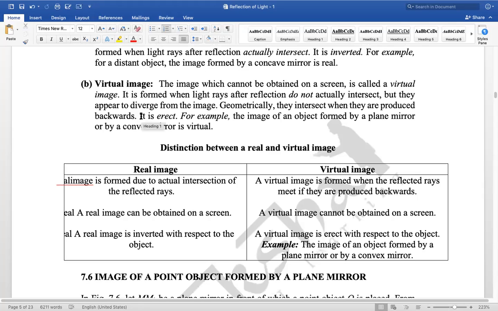ठीक है. So it is formed when light rays after reflection do not actually intersect, but they appear to diverge from this image. ठीक है. Geometrically, they intersect when they are produced backward. It is erect. So virtual image is always erect. For example, the image of an object formed by a plane mirror is always virtual and erect. By a convex mirror is always virtual and erect.